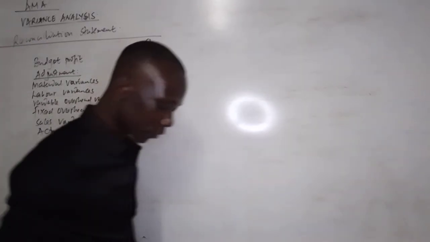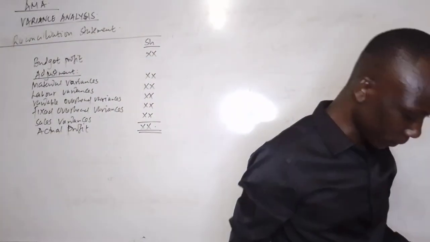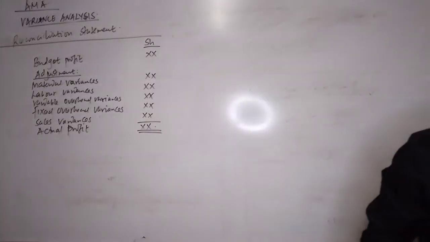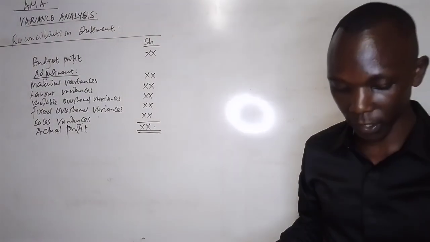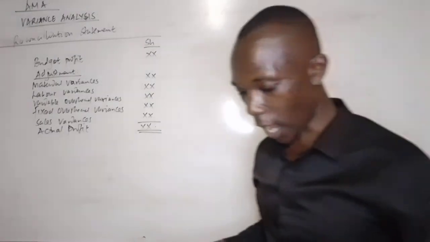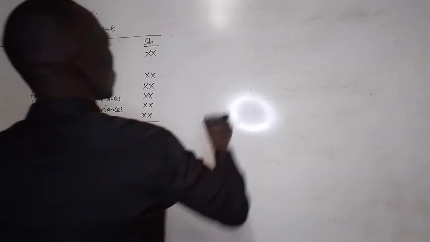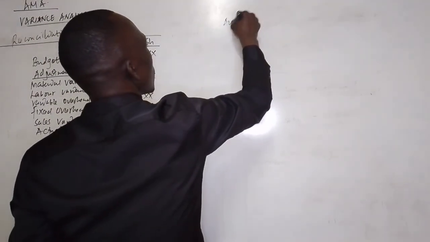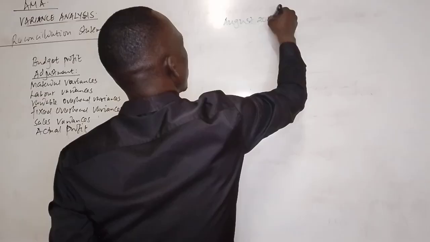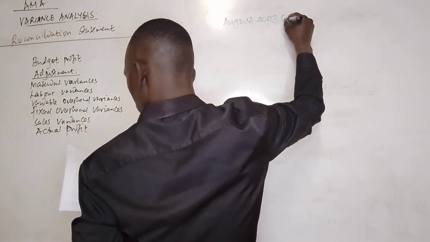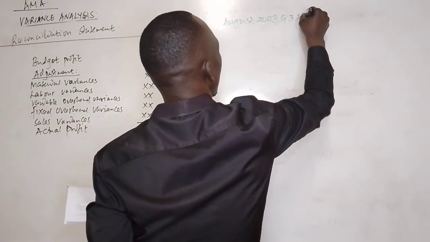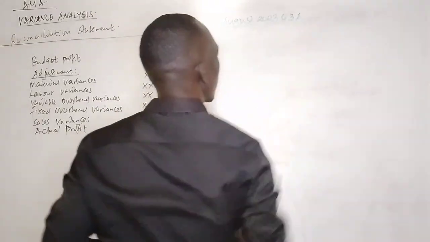And the illustration we will be looking at, the first illustration, will come from August 2023, question number 3A. Question number 3A, this is the question I would like us to go through and see what the examiner wants.